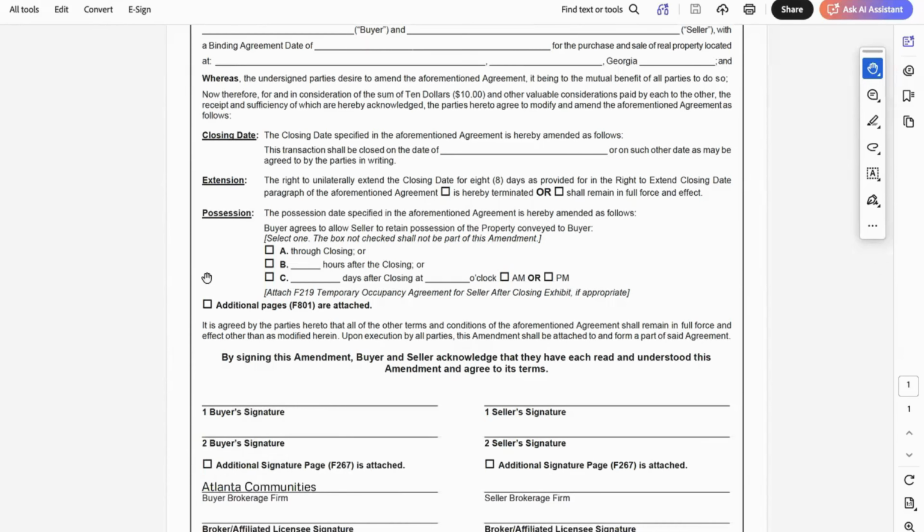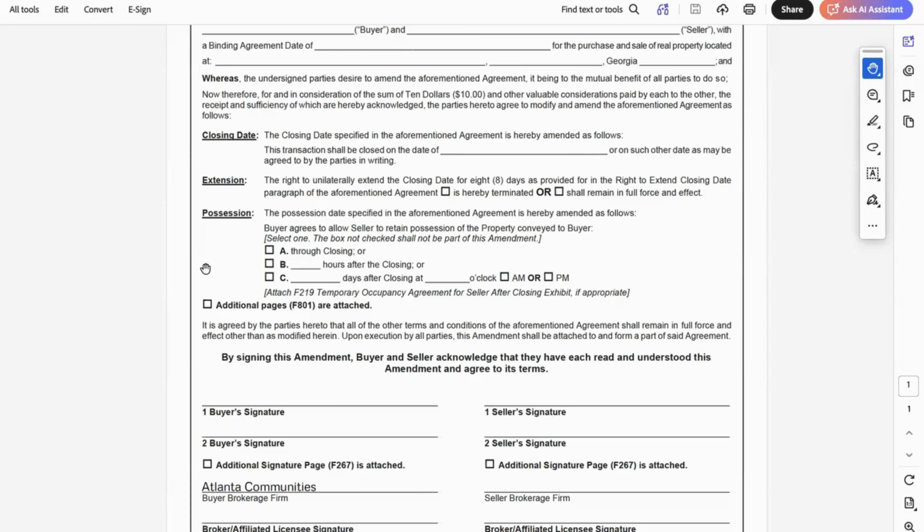Possession. This determines when the buyer actually gets possession of the home. Possession does not always happen at closing. Buyer agrees to allow seller to retain possession of the property conveyed to buyer. This means the seller may stay in the property after closing, depending on which option is chosen. Only one option should be checked.